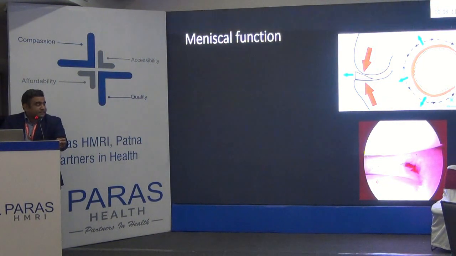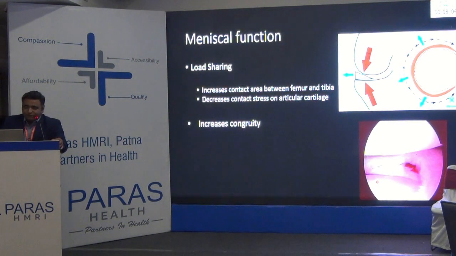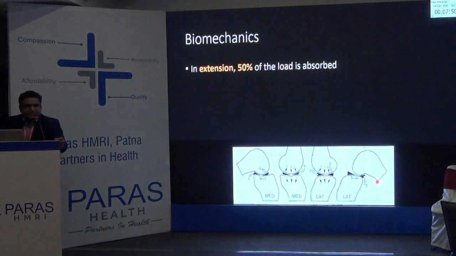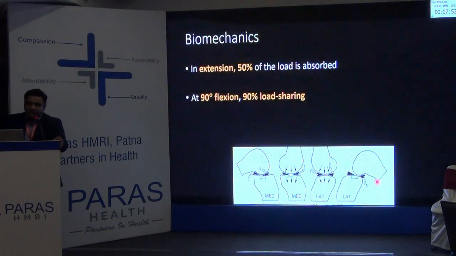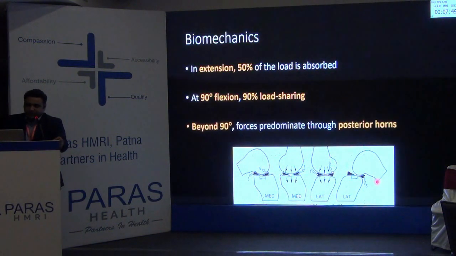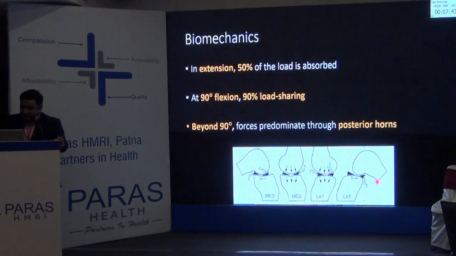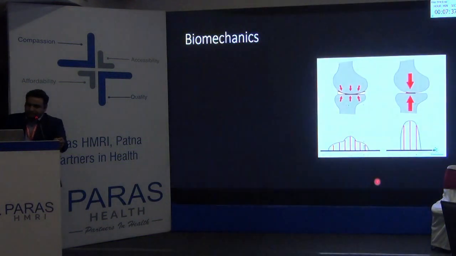Most of the fibers are circumferential, then there are radial fibers. As said by the earlier speaker, the meniscus acts as a load sharer, gives congruity to the joint, provides stability, and helps in lubrication of the joint. In extension, almost 50% of the load is absorbed by the meniscus, while at 90 degrees of flexion it takes 90% of the load, and beyond 90 degrees all the forces pass through the posterior horns or the roots. That is the reason for the importance of root or posterior horn tears.